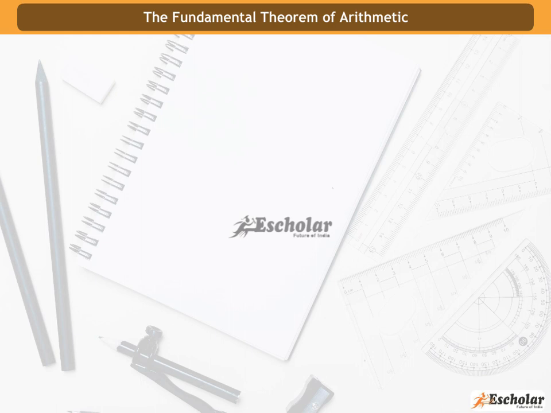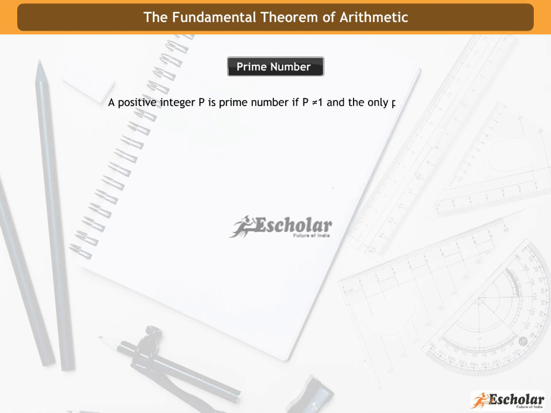The fundamental theorem of arithmetic. Prime number. A positive integer p is a prime number if p is not equal to 1 and the only positive divisors of p are 1 and p. For example, 2, 3, 5, 7, 11 and 13 are the first few prime numbers.